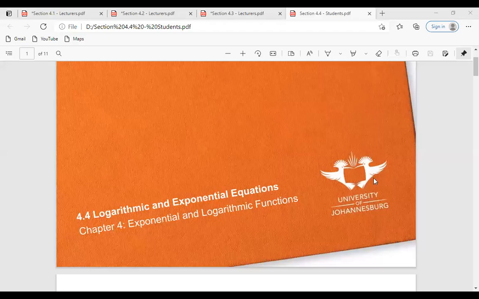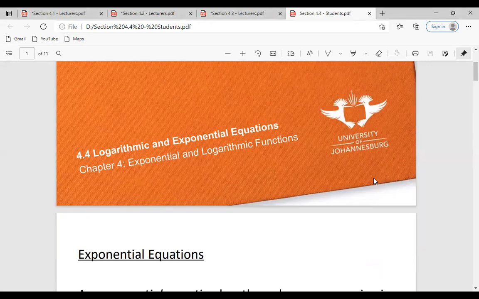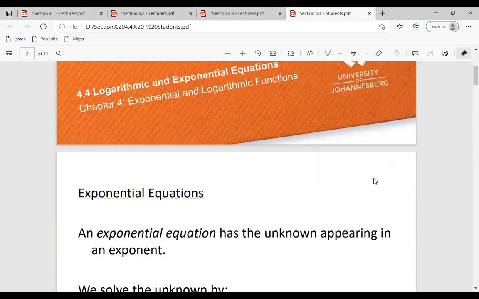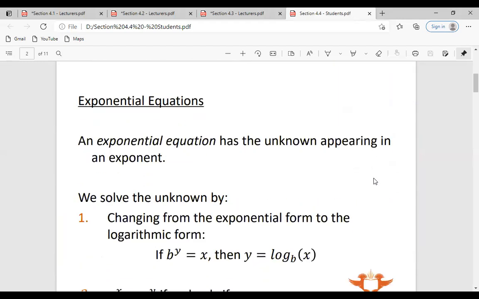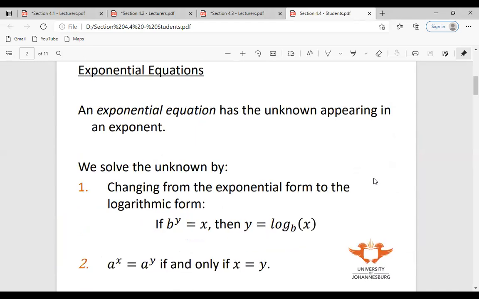Good morning. So today we will finish up chapter 4 with section 4.4, solving logs and exponential equations. Now this is very critical because this is the area where students have often had issues over the years in the past.